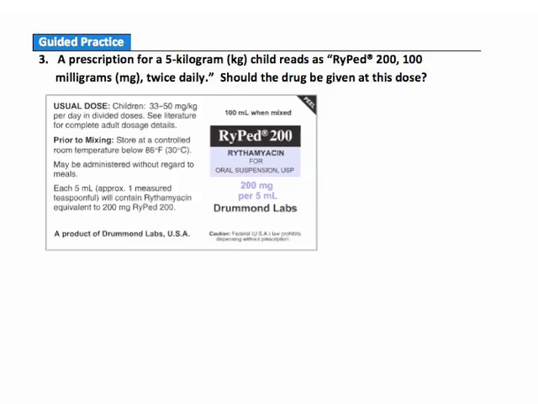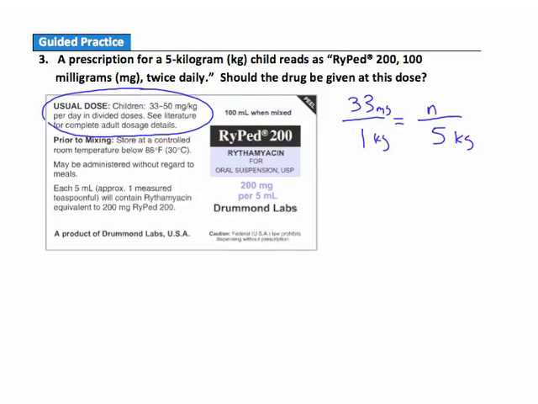Well, let's take a look at the usual dose. You'll notice in the usual dose here we have a range, anywhere from 33 milligrams per kilogram all the way up to 50 milligrams per kilogram. So we actually need to come up with two proportions here to check the low end of things and also to check the high end of things. The first one, we had 33 milligrams per 1 kilogram, and we want to check that with our 5 kilogram child. So we have our 5 kilogram child here. We had 33 milligrams per 1 kilogram, and that's our 5 kilogram child. Figure out how much medication to give on the low end.